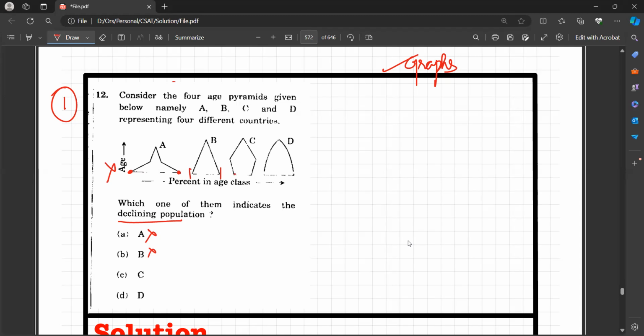C, yes. C का lower age population is lower than the upper age population, ये वाला. So it is a declining population. So C will be the correct choice. Coming to the next question.